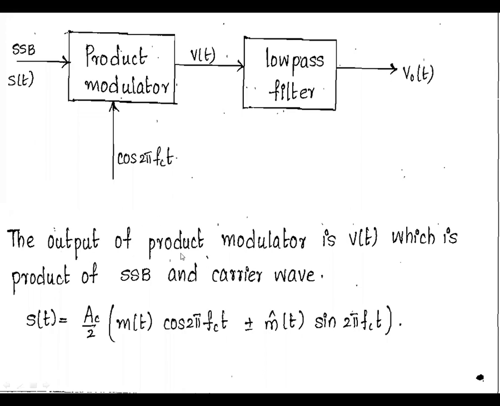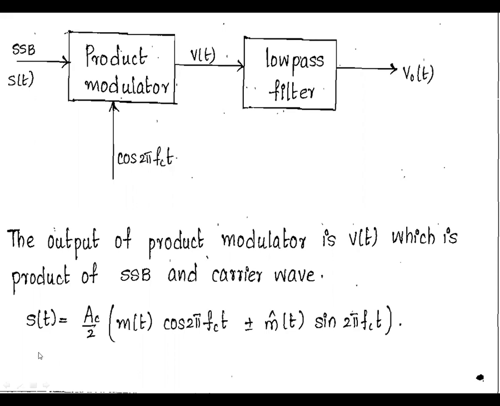Now see that the output of the product multiplier is V of t, which is the product of the SSB signal, that is S of t, and the carrier wave cos 2 pi f_c t.